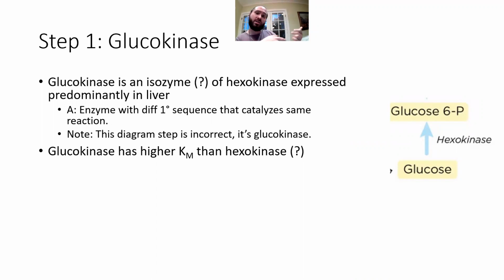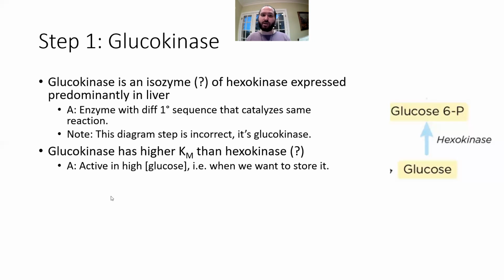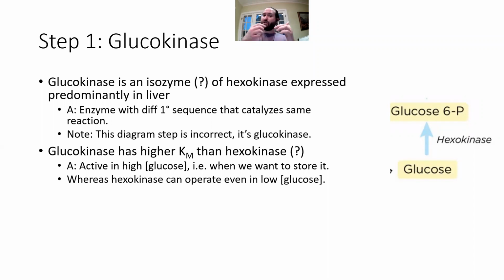Whereas glucokinase, we want it to do its job when there's low or high glucose? Well, when we're making glycogen, we're usually making glycogen because there is a deficiency or an abundance of glucose? Abundance of glucose, yes, when we have too much glucose, exactly. So glucokinase can be active only when there's a high amount of glucose, in other words, when we want to store glucose. Whereas hexokinase can operate even in low glucose concentrations. If we had low glucose concentrations, we're probably using a lot of glucose and we want to continue to. That makes sense?